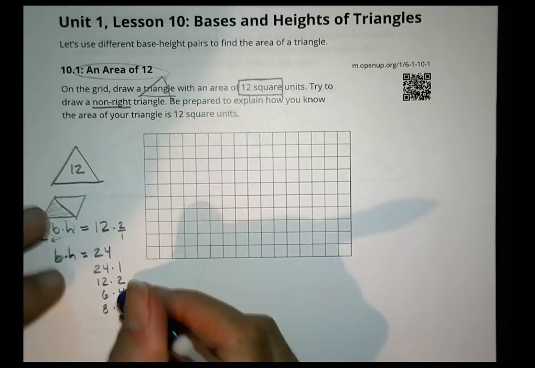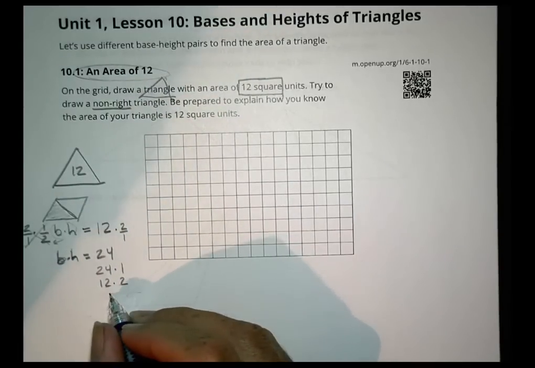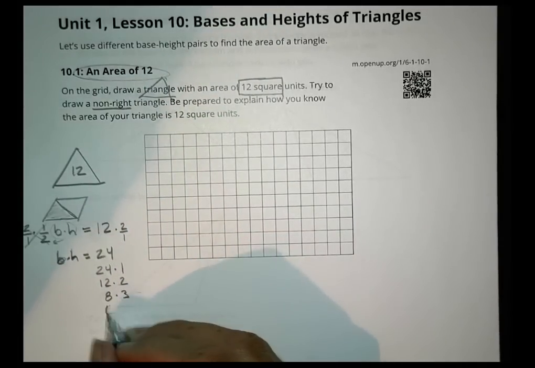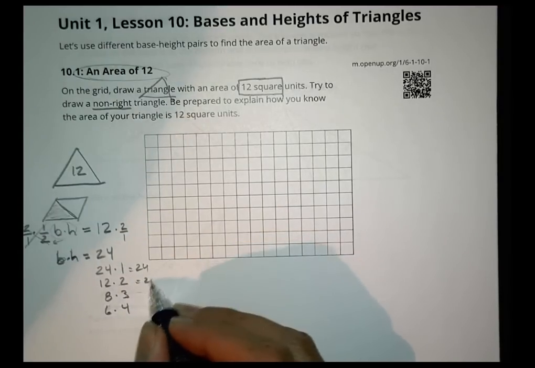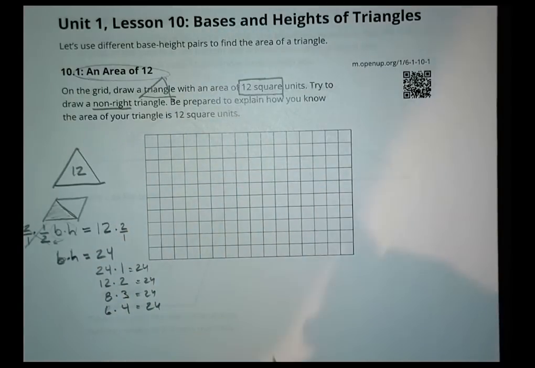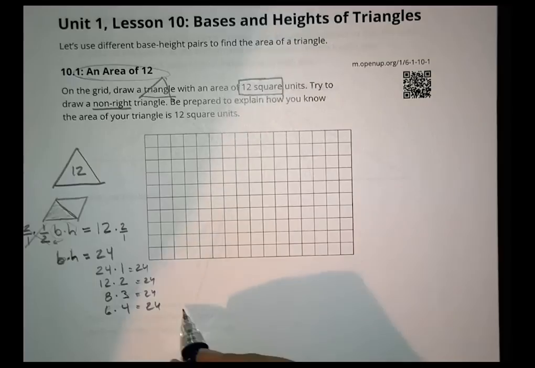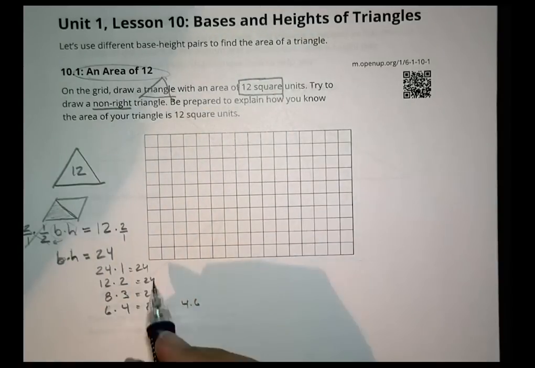So let me erase that order just real quick, just so it looks a little bit nicer for you guys. So it's 24, 8 times 3, and 6 times 4. So those all equal 24. So those are 4 different, and really 8 different triangles I can draw, because I could also do 4 times 6, right? And keep on going that way. So I can continue on. So let's just pick one.